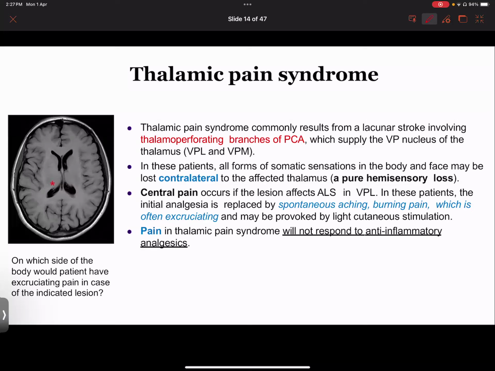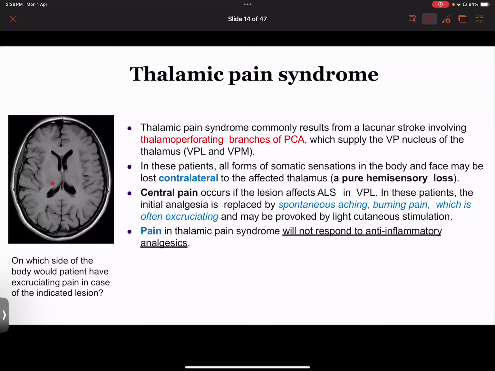And it's a pure hemisensory loss. Basically, central pain usually occurs if it affects the ALS and VPL. So these people are actually going to have analgesia, okay? But then suddenly they're going to have aching, burning pain, and excruciating pain. They're just going to have a lot of pain, okay?